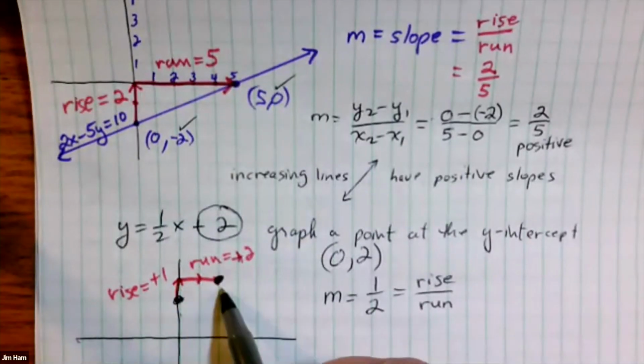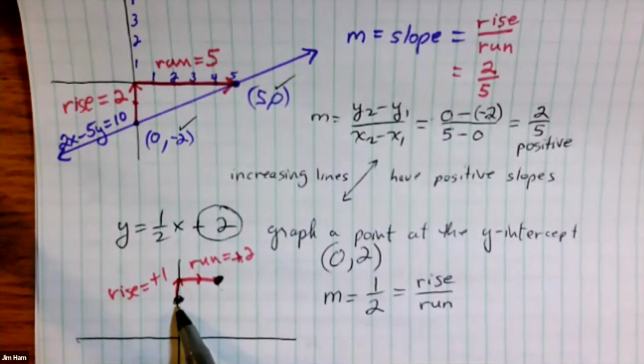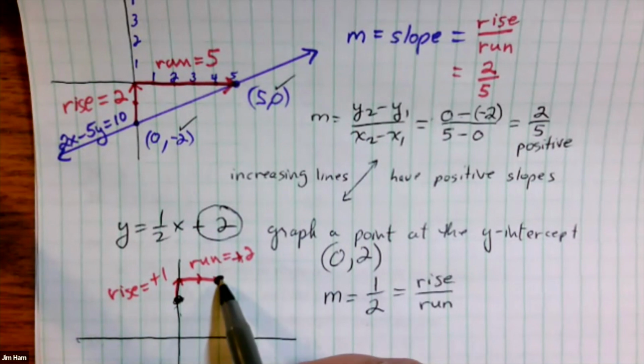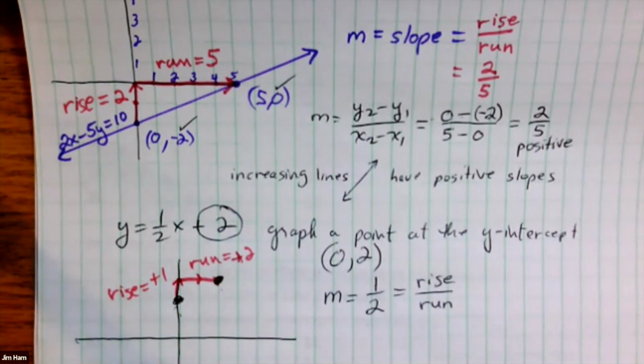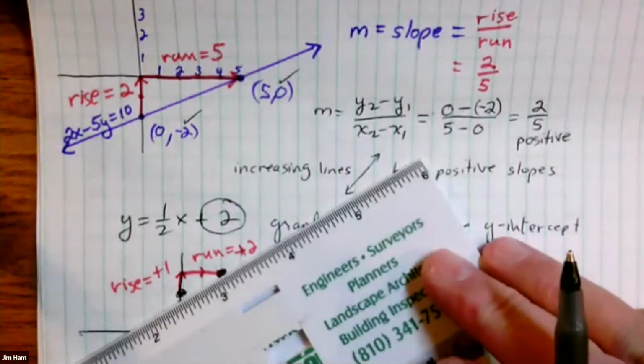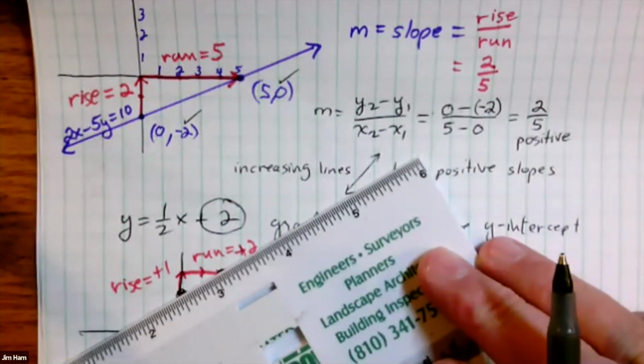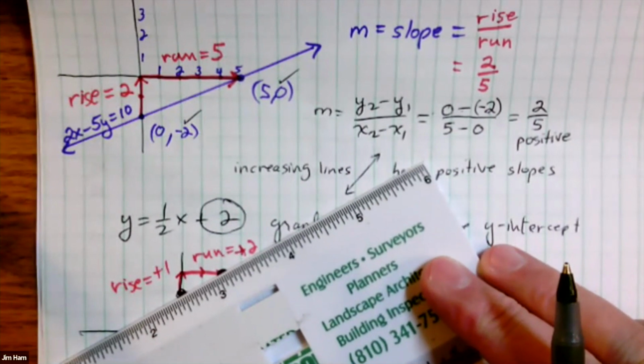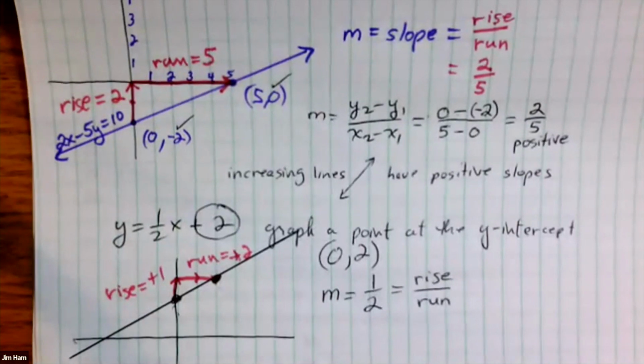So rise over run. You start with the y-intercept and then go find one more point using the slope, using this rise over run idea. And then all you need to determine the equation of a line is 2 points, our 2 points. So there it is. We've got the graph.